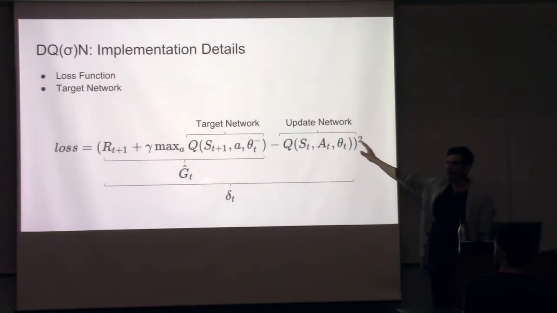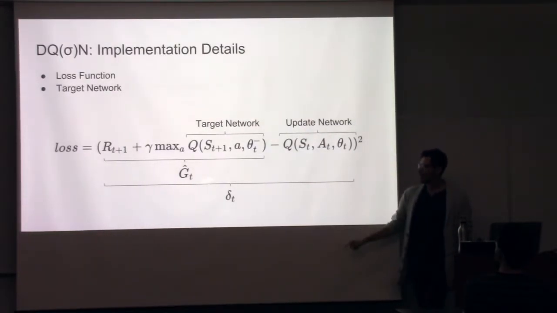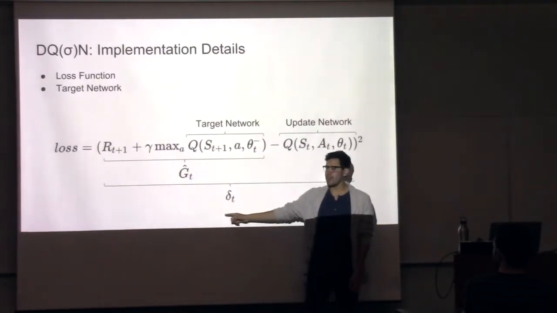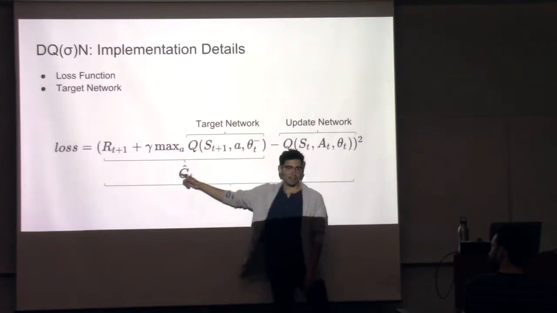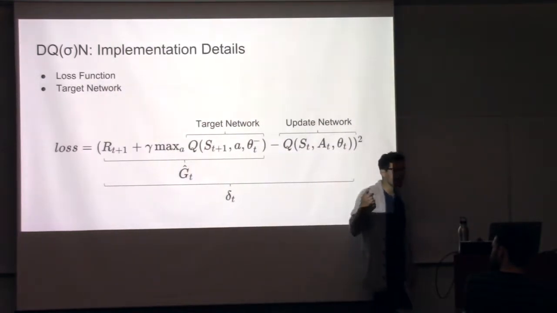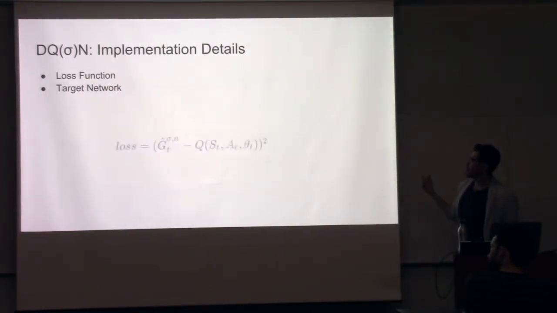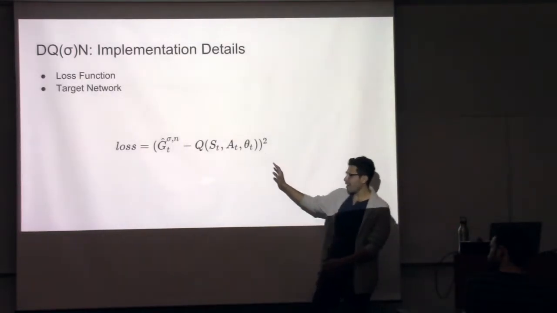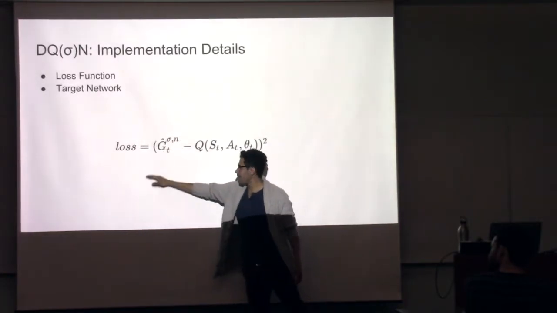Now, if we want to adapt all of this to the Q sigma, the only thing that we need to change is this one right here. Remember, every TD algorithm is characterized by their estimate of the return. So instead of using the one for Q-learning, we're going to use the one for n-step Q sigma. Don't worry about how to compute this. The equation gets very ugly very fast.